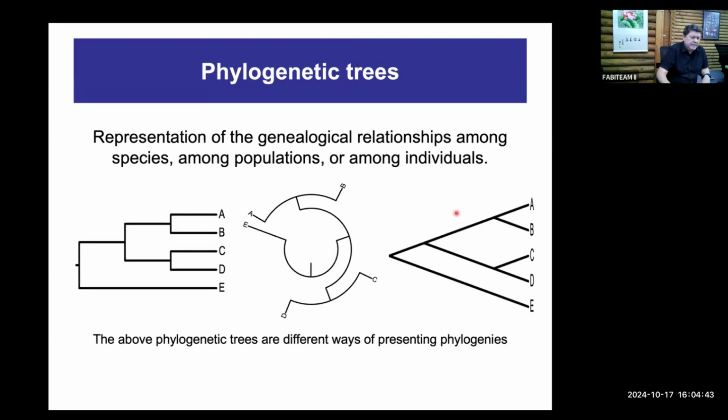They all say the same thing. They all present the same relationships: A and B being closely related, C and D closely related, and A and B sister group to C and D. If you look at these trees, they are all the same.